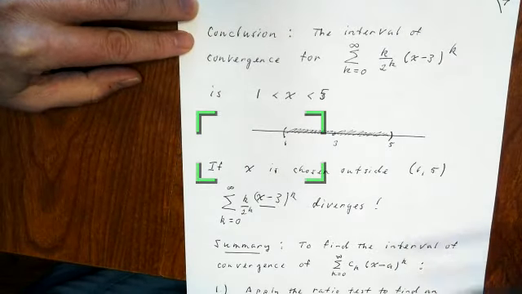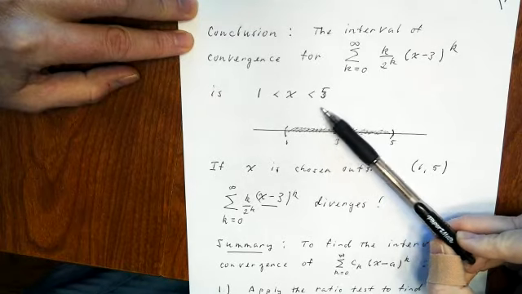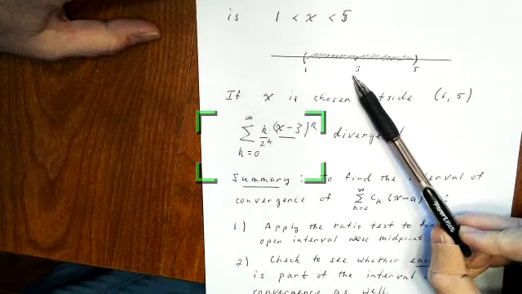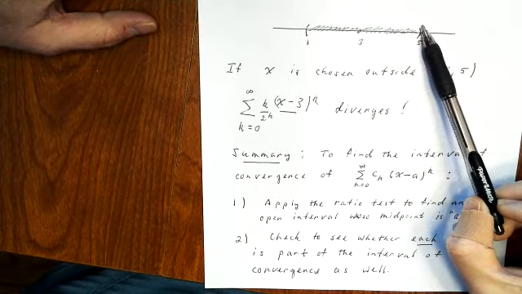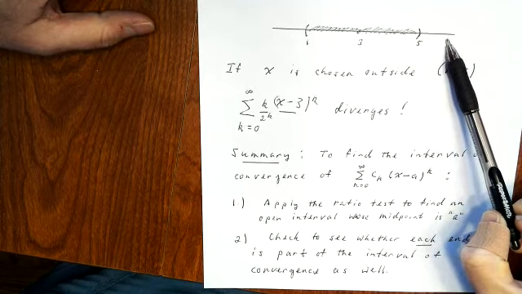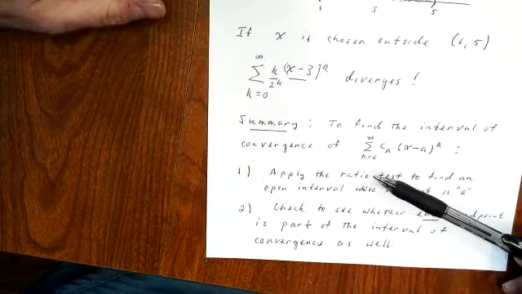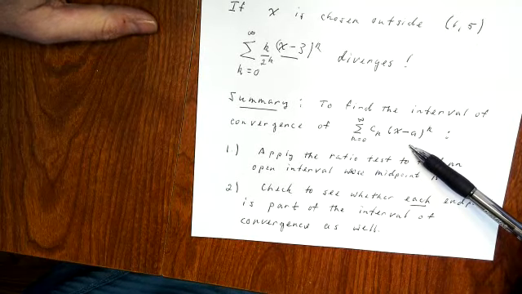So the conclusion is that the interval of convergence for the original power series is x less than 5 and greater than 1. So it would look like this on the number line. Notice how 3 is at the midpoint. If x is chosen outside this open interval, in other words, if x is chosen to be 5 or greater, or if x is chosen to be 1 or smaller, the series diverges.